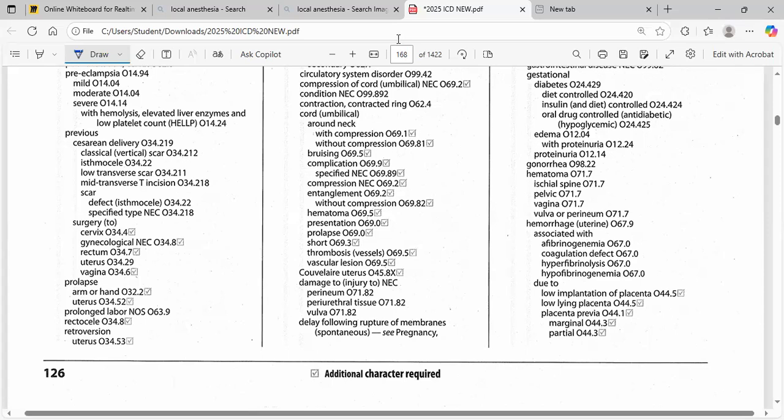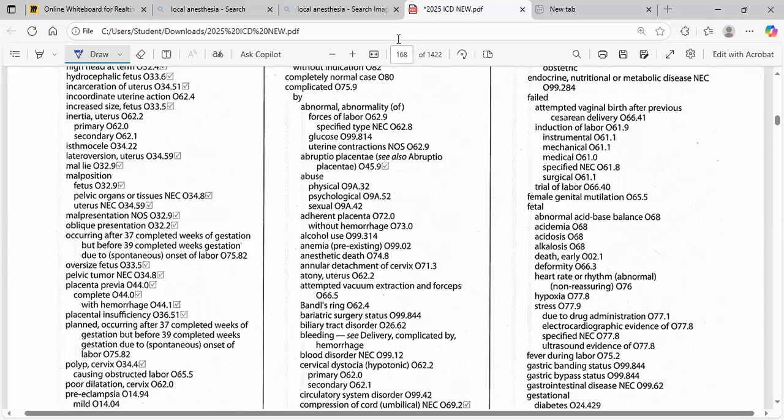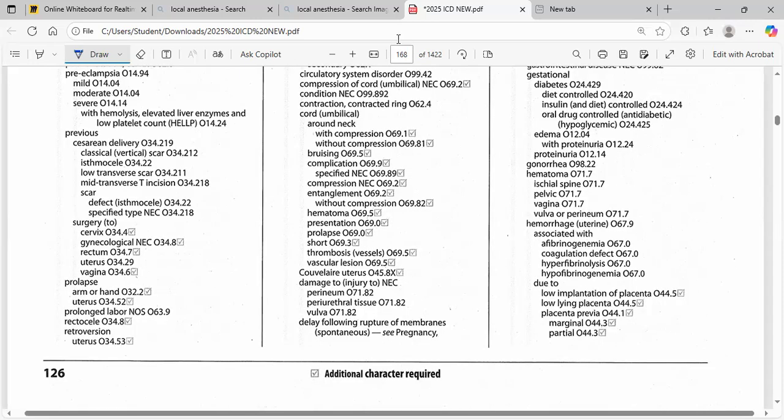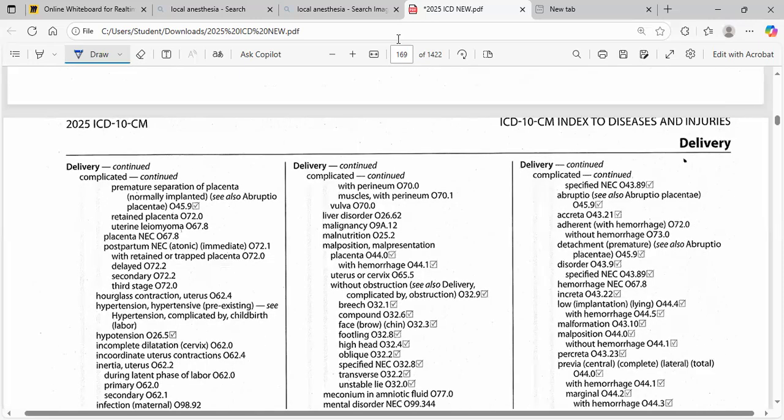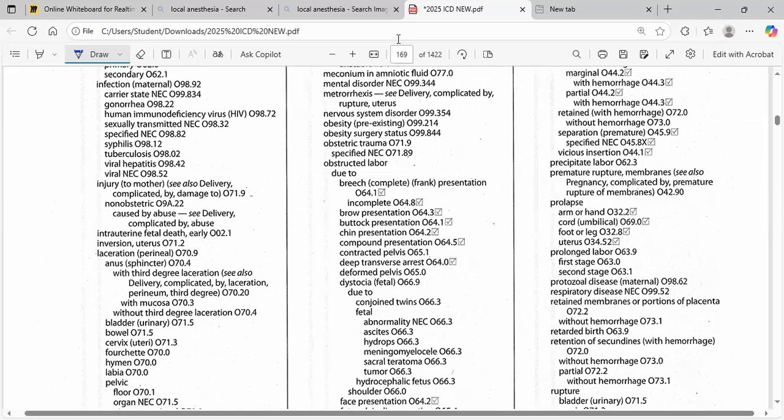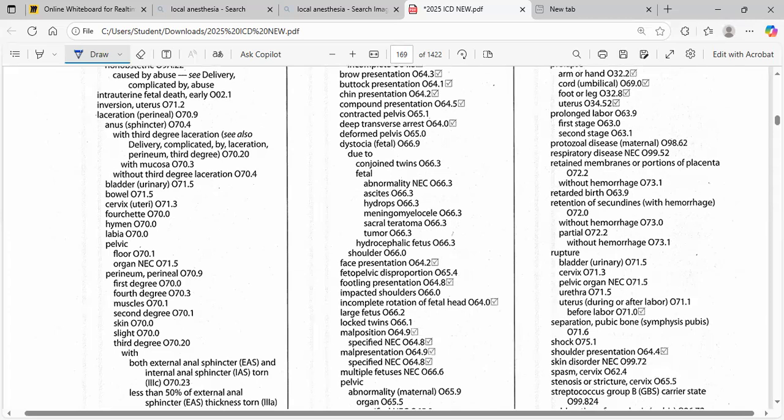Here we have the delivery. Now, in the documentation, it was mentioned that obstructed labor. So in the delivery, we are going to find the obstructed labor. Here we go, obstructed labor. And the patient is having the footling presentation. So under the obstructed labor, we have to look for the footling presentation. So our code should be O64.8.